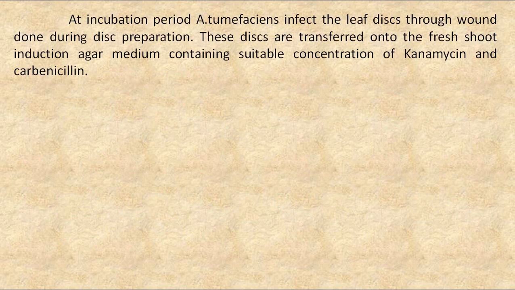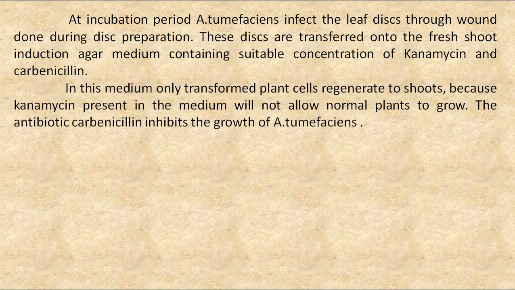At the incubation period, Agrobacterium tumefaciens infects the leaf disc through the wound made during disc preparation. These discs are transferred onto fresh shoot induction agar medium containing suitable concentrations of kanamycin and carbenicillin. In this medium, only transformed plant cells regenerate to shoots because kanamycin present in the medium will not allow normal plants to grow. The antibiotic carbenicillin inhibits the growth of Agrobacterium tumefaciens.